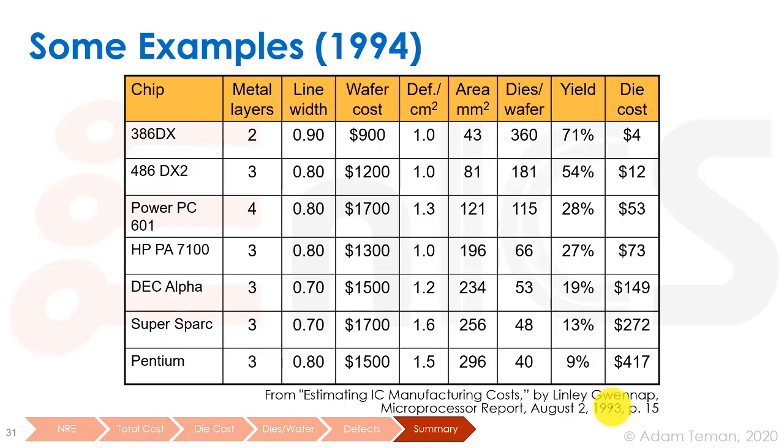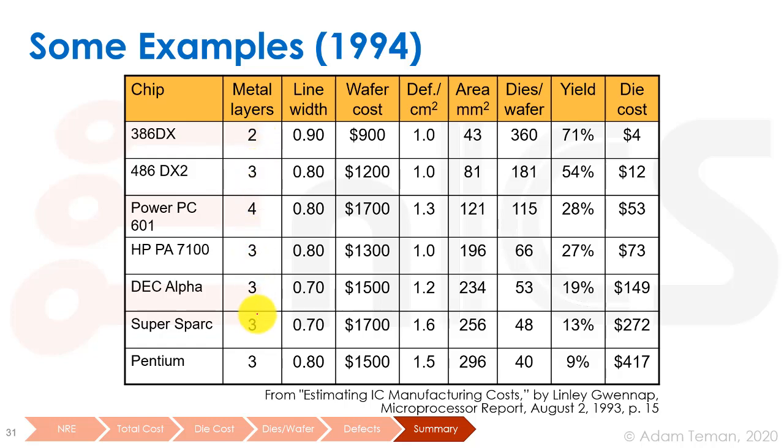And you see here different chips that were popular. So we have the 386DX and the 486DX2 from Intel. We have the IBM PowerPC, HPPA, the DEC Alpha, the Super Spark, and the Intel Pentium. And these were chips that came out up till 1994, and you see different statistics about them.